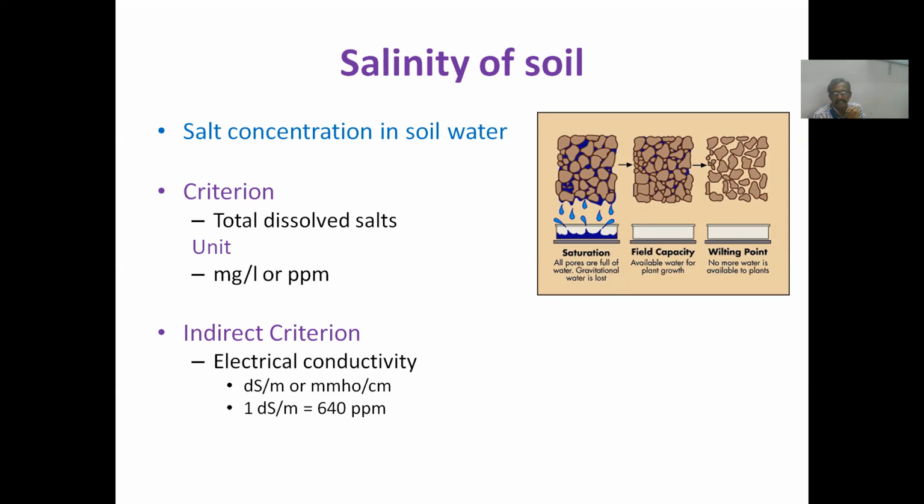There is another criterion, an indirect criterion that is conventionally used, called electrical conductivity. The electrical conductivity depends on the total dissolved salts. So indirectly one can find out electrical conductivity and relate it to total dissolved salts. The unit used for electrical conductivity is deci-Siemens per meter or millimhos per centimeter. Approximately 1 deci-Siemens per meter corresponds to 640 parts per million.